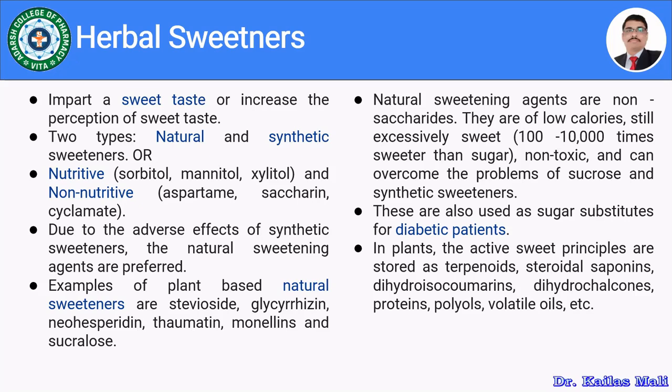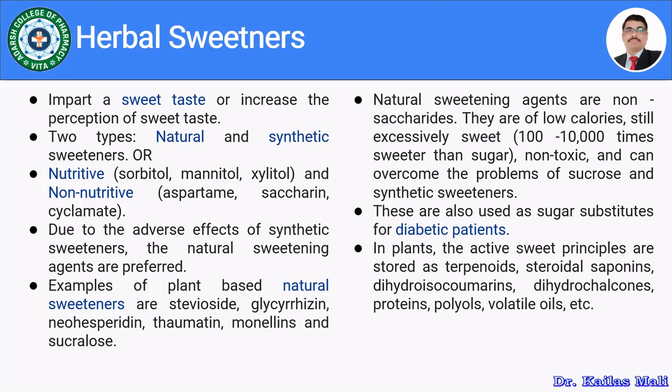There are two types of sweeteners available in the market. The very first way is natural or synthetic. The natural example is stevia. Synthetic, say for example, sodium saccharin. In another way, sweeteners are also classified as nutritive and non-nutritive. Nutritive, for example, sorbitol, mannitol, xylitol, and non-nutritive like aspartame, saccharin, and cyclamate. So in this way, it is possible to classify the sweeteners which are used to prepare the various formulations.